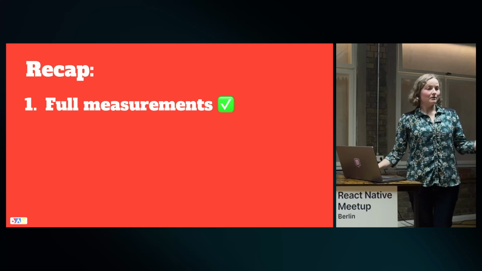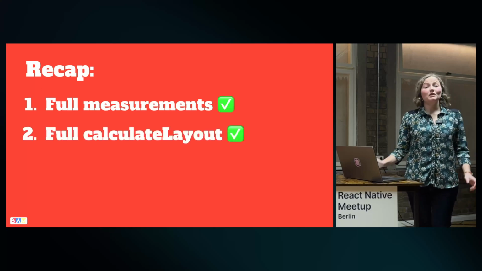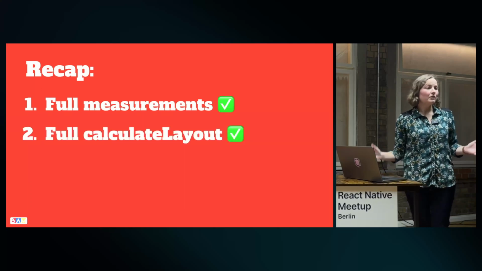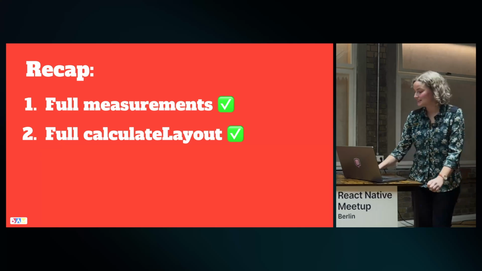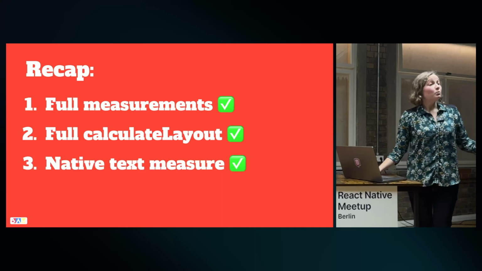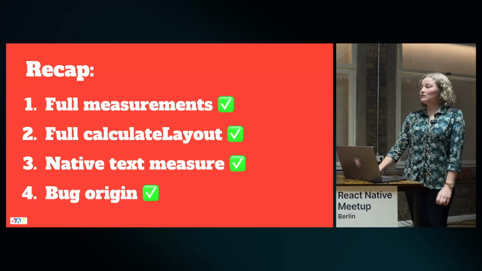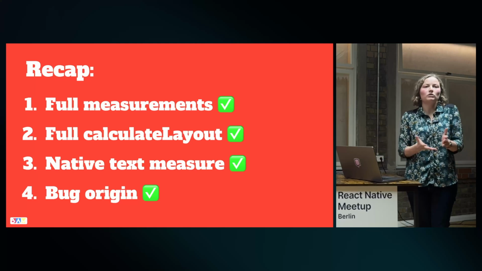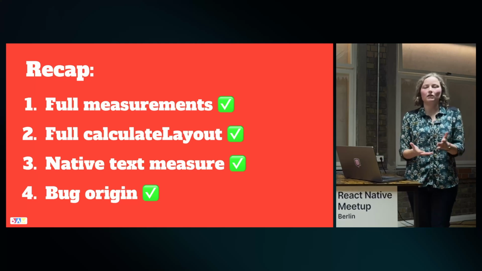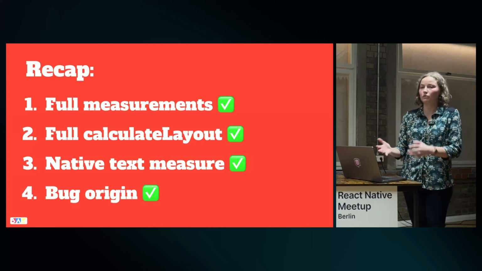We have the full measurements, cool. We also have seen the full calculate layout algorithm, which was one of my intentions, to explain it to you at least one time. We know how to measure a text natively in React Native, and we know the bug origin. We measured the text with a 2-bit container, but we had no information at this step of the algorithm to compute it differently.